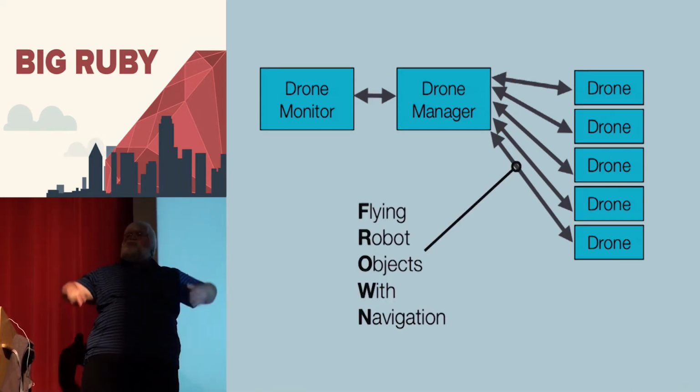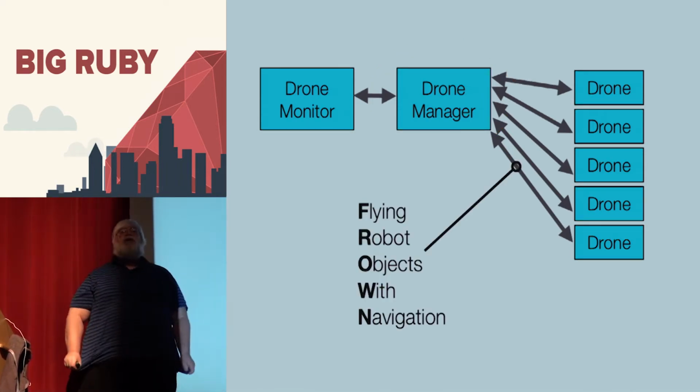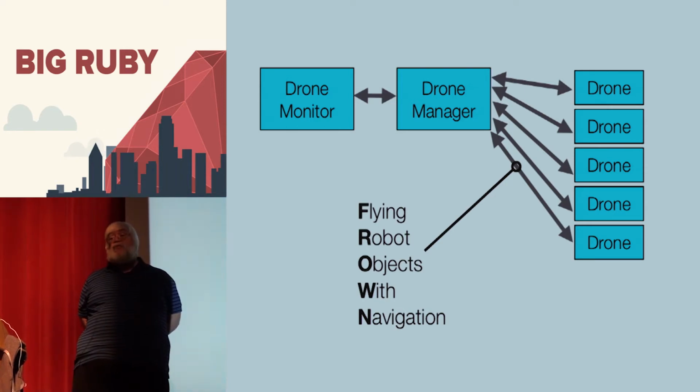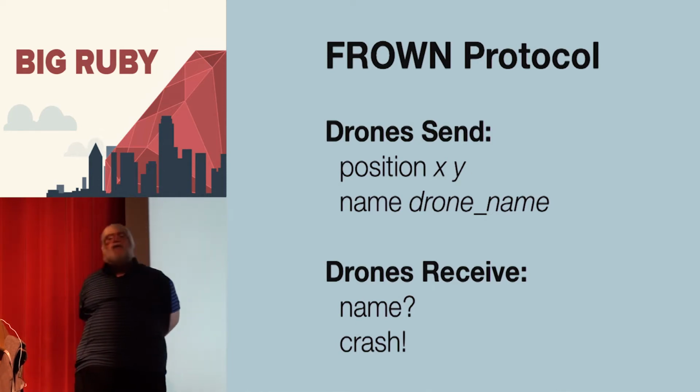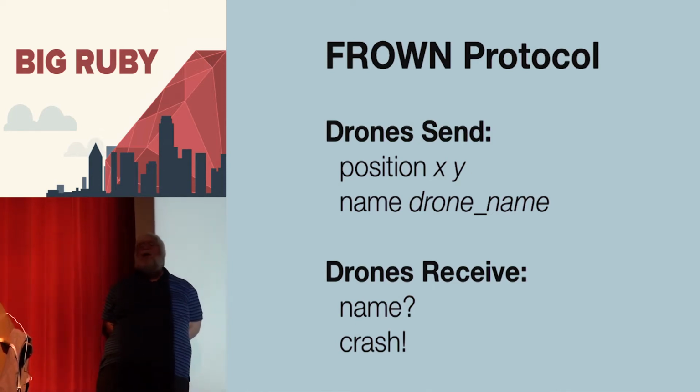So for our talk purposes, we have to establish a protocol between the drones and the manager. They're going to talk over a socket connection. It's going to be a text-based protocol. And we're going to call that protocol the Flying Robot Objects with Navigations protocol, FROWN. FROWN looks like this. It's a very simple protocol. It has 4 commands in it.